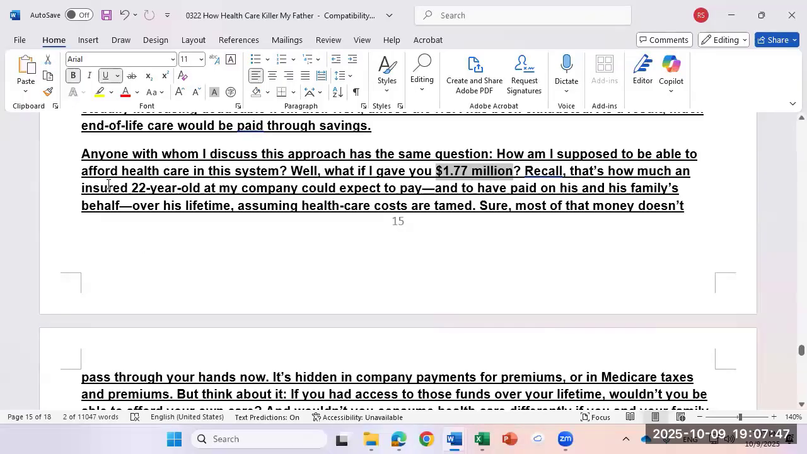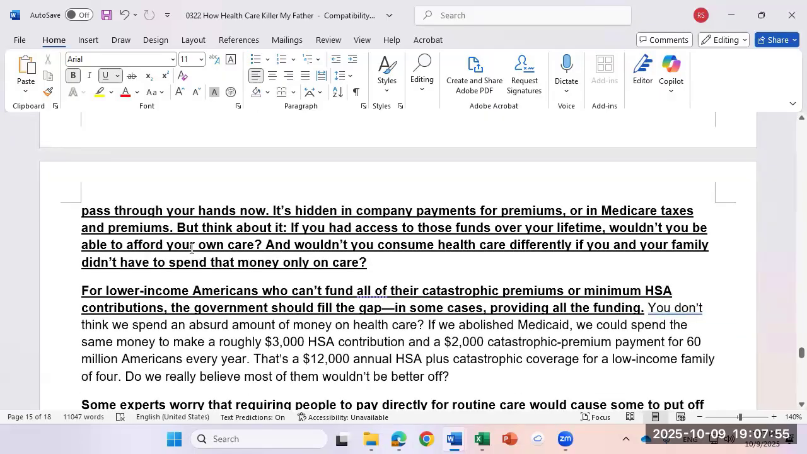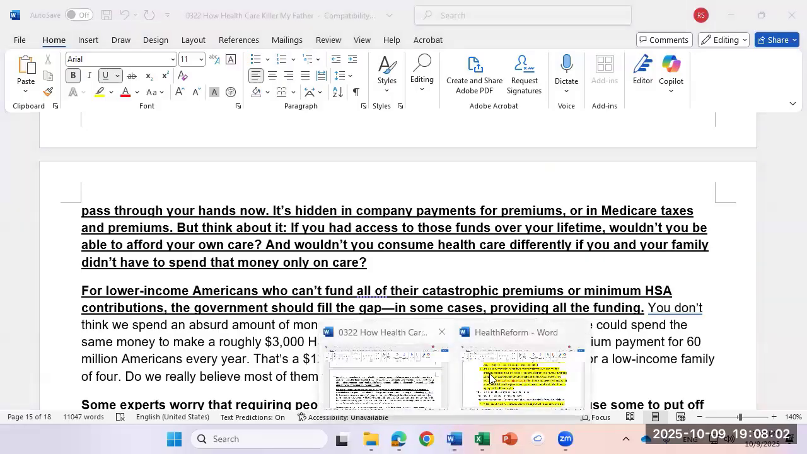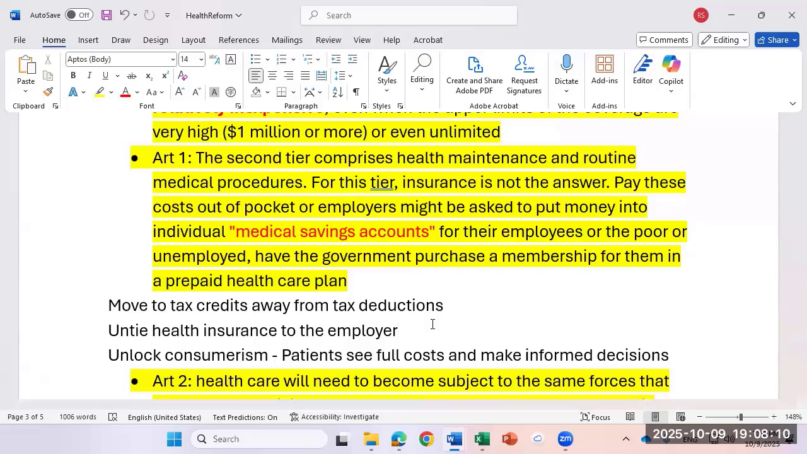Recall that's how much a 20-year-old will pay, and my company should expect to pay. Most of that money doesn't pass through your hands, but it should come to you if the corporation stops paying for that. So there's a second part of what he's proposing. You see it in the solution: untie health insurance from the employer. I am a big believer of that.